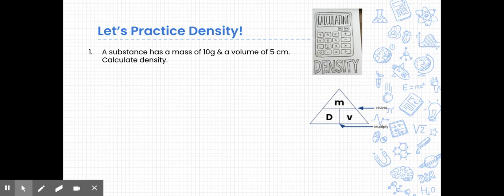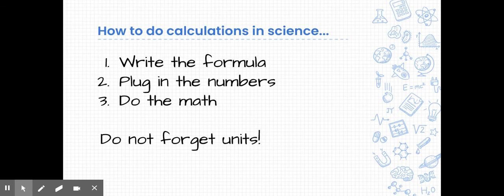So let's practice density. If you would, get your third foldable, the one that looks like the calculator, and open it up. We're going to go through the questions together, and you're going to literally write all of this down. So before we begin, when you write it in your notes, and when you handwrite it and you have to turn it in, you write the formula, you plug in the numbers, you do the math, you don't forget units, no naked numbers.